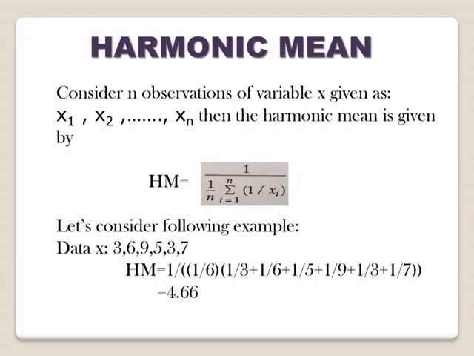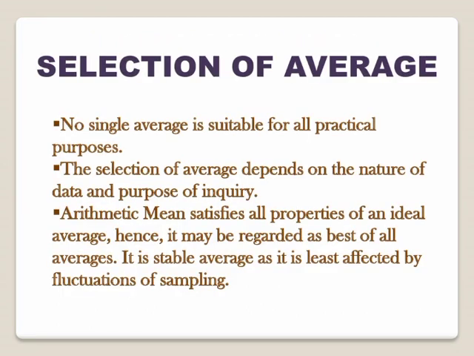Lastly, for harmonic mean, consider n observations of variable x given as x1, x2 and so on till xn. Then the harmonic mean is given by the reciprocal of the arithmetic mean of the reciprocals of the observed values of x. Considering the previous example, the harmonic mean of the data is 4.66. Now we have a basic understanding of all the five averages and how to calculate them.